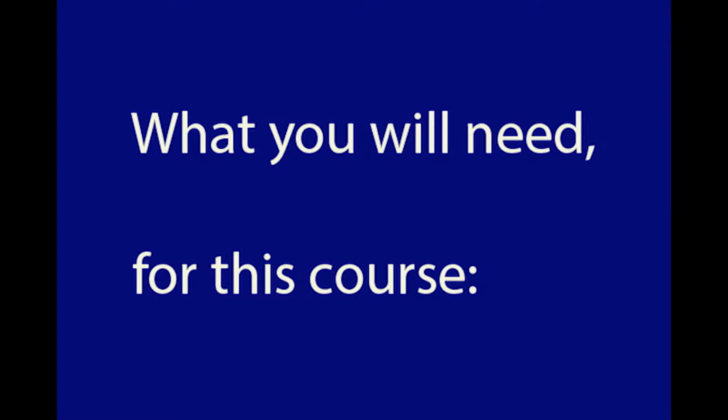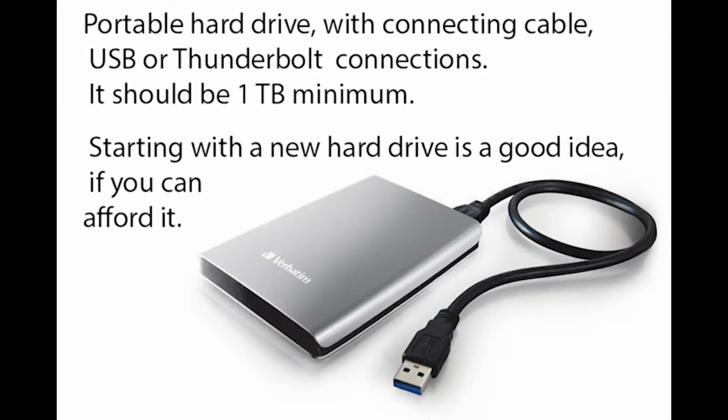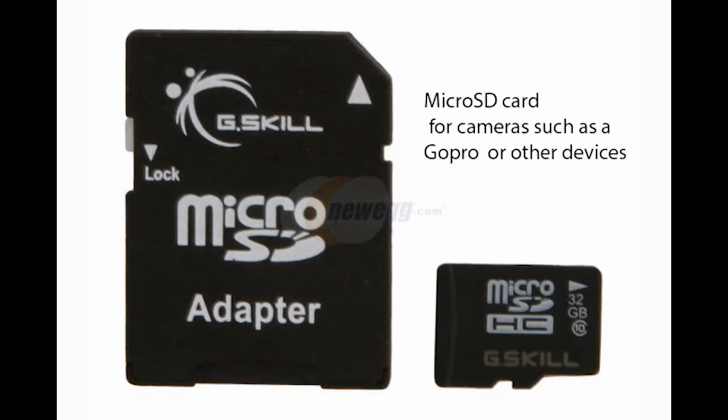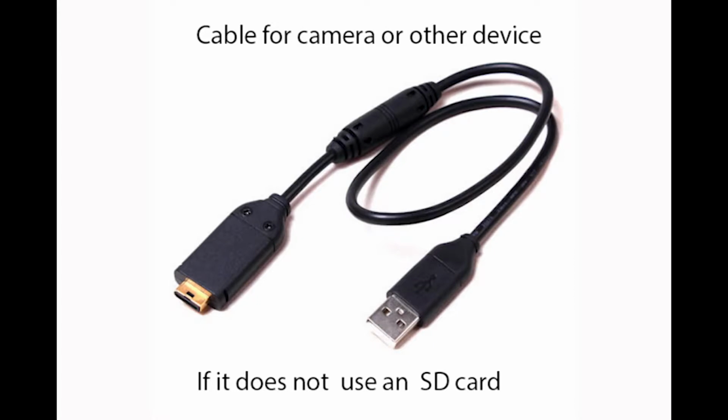There is some equipment that you need for this course, and there is some that is desirable if you have that equipment. You will need a portable hard drive with a connecting cable. You should have a minimum of 1 terabyte, hopefully 2, and digital storage, whether you use your own camera or one of our own. An SD card is what is preferred, and also a micro SD card if you have something like a GoPro. You will also need a cable for the camera or other devices, like if you do not use an SD card. For any device you have, it'd be good to have a cable for that.